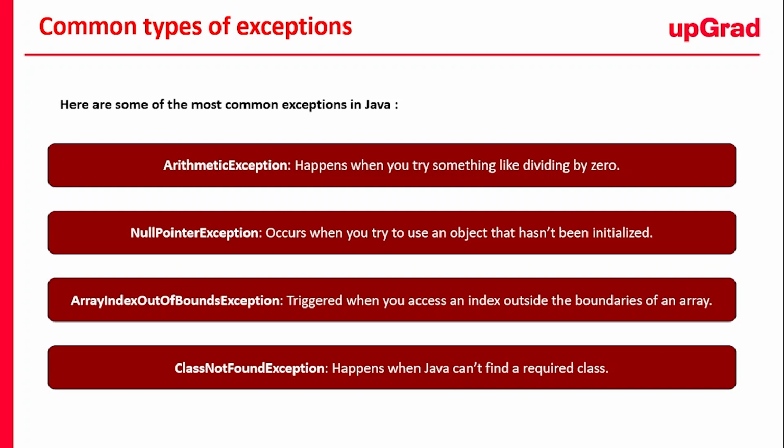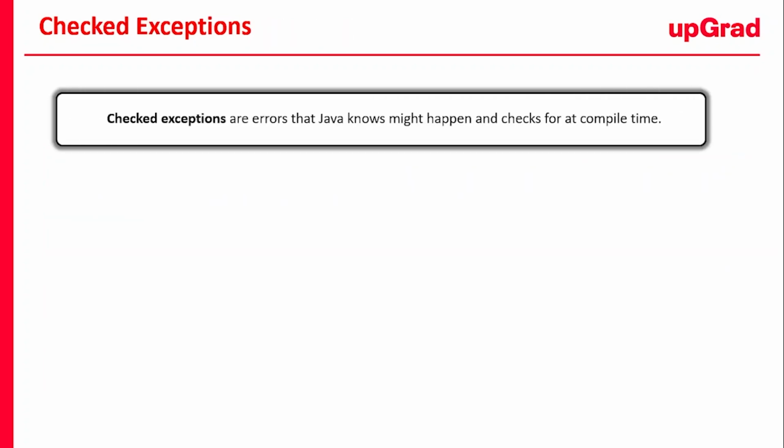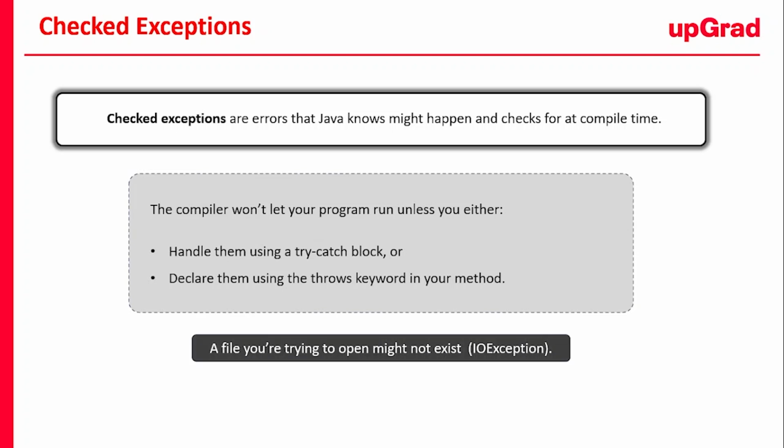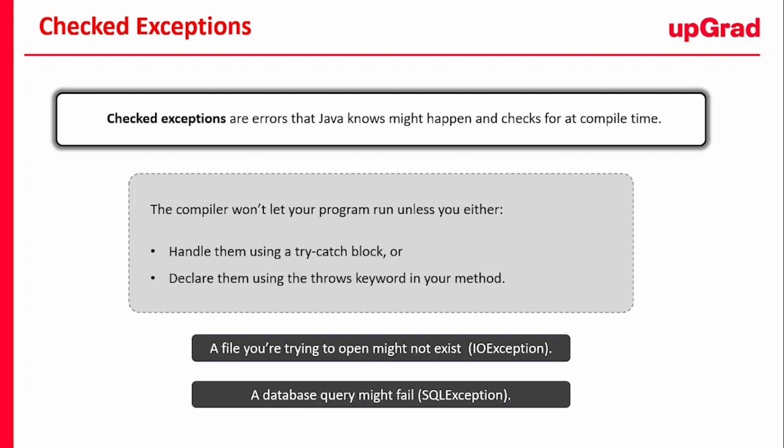All right. Now let's discuss checked exceptions first. Checked exceptions are errors that Java knows might happen and checks for at compile time. The compiler won't let your program run unless you handle them using a try catch block or declare them using the throws keyword in the method. These exceptions usually occur when your program interacts with external resources like files, for example. A file you're trying to open might not exist. It will throw an input output exception, that is IOException. With a database, your query might fail, that is SQLException.